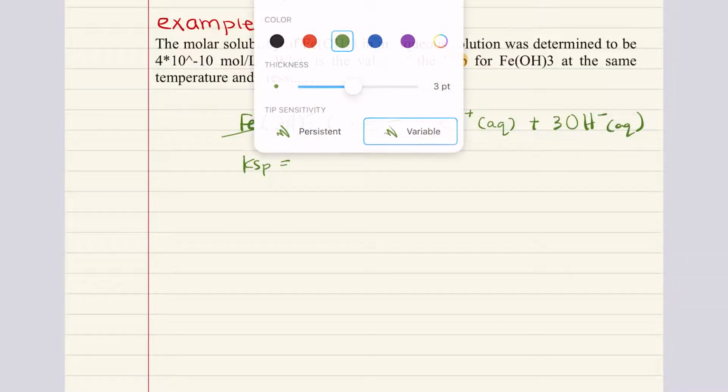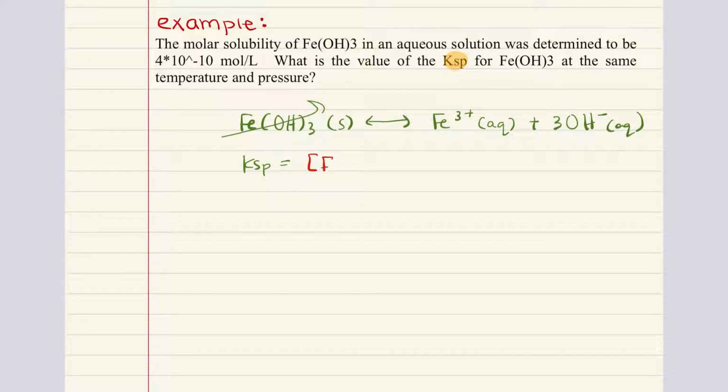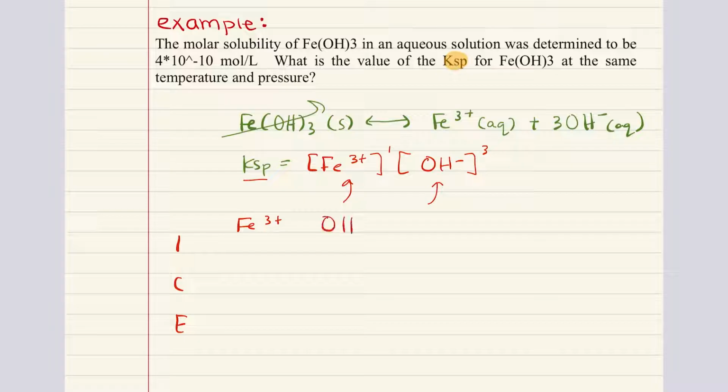The KSP is then equal to the concentration of Fe3+ raised to its stoichiometric coefficient multiplied by the concentration of hydroxide raised to its stoichiometric coefficient. Now with this, we want to figure out how to express these concentrations to ultimately calculate KSP. So the next thing we want to do is set up an ICE table to figure out the initial concentrations of these ions, the change in concentration, and then finally the equilibrium concentration. And we're focusing on just Fe3+ and hydroxide.